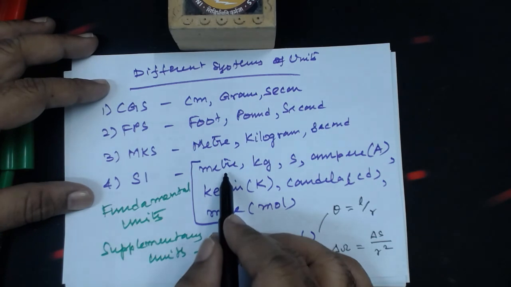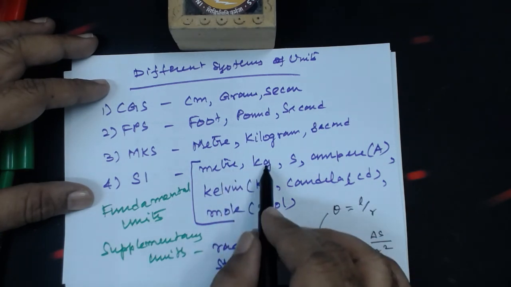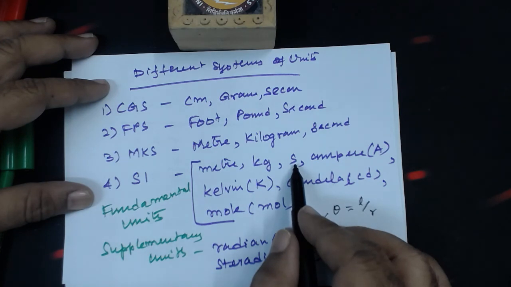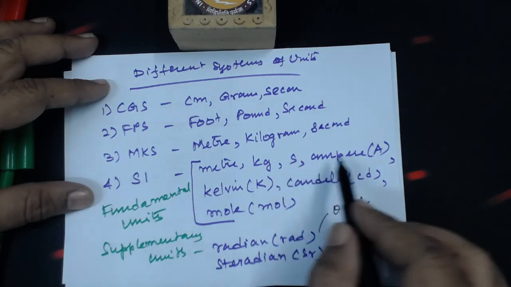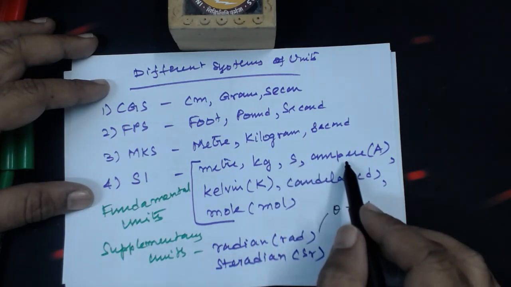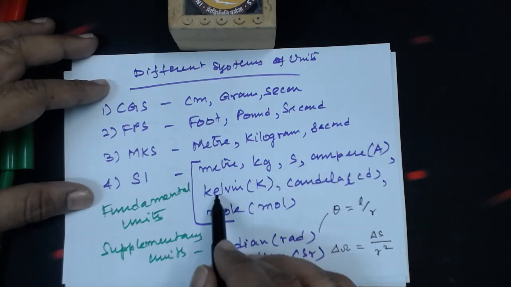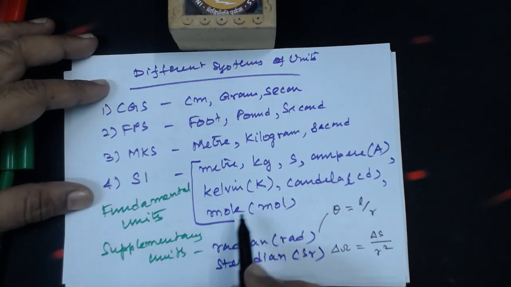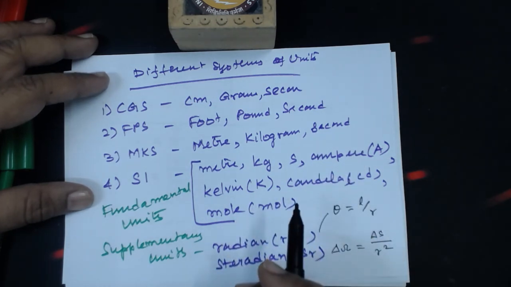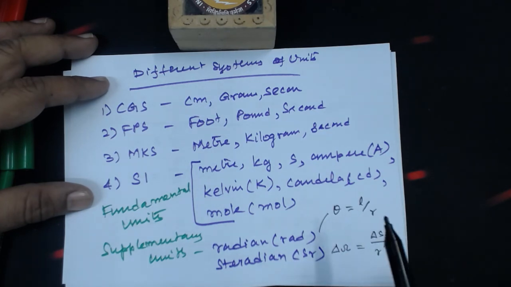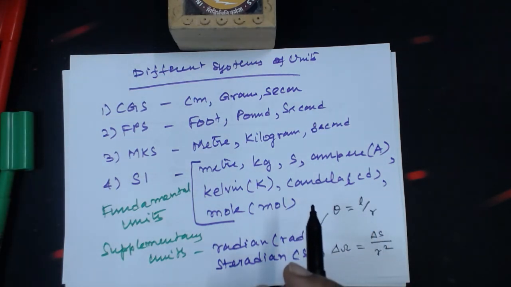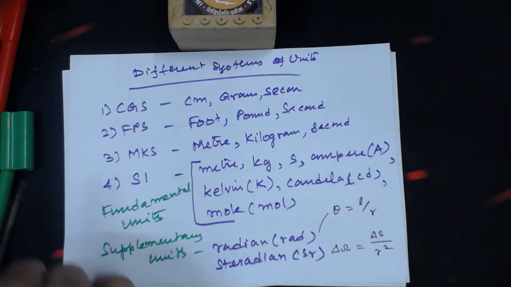Meter is the unit to measure length, kilogram is the unit to measure mass, second is the unit to measure time, ampere is to measure current, kelvin to measure temperature, candela the light intensity, mole that counts the number of molecules in chemistry. Okay, next one.